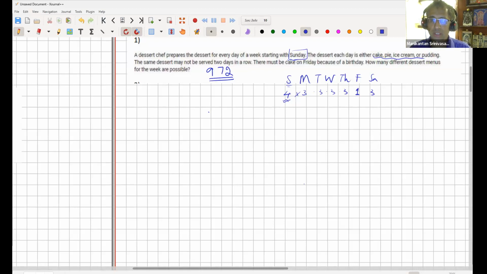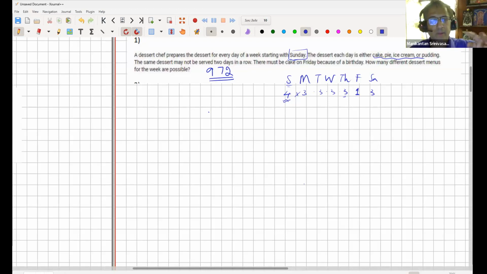But you're making a mistake. I think I found a mistake. Yes, what is the mistake, Yuvam? Sir, on Thursday it needs to be 2 because it cannot be what was made on Wednesday. So it's 4 into 3 into 3 into 3.